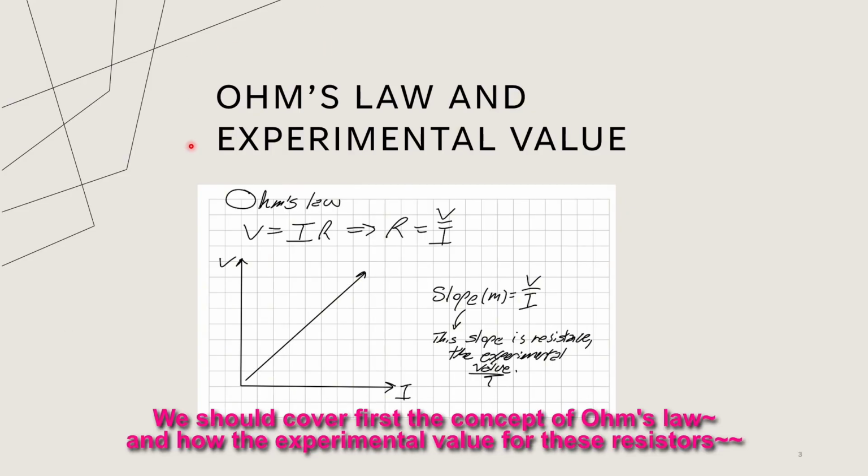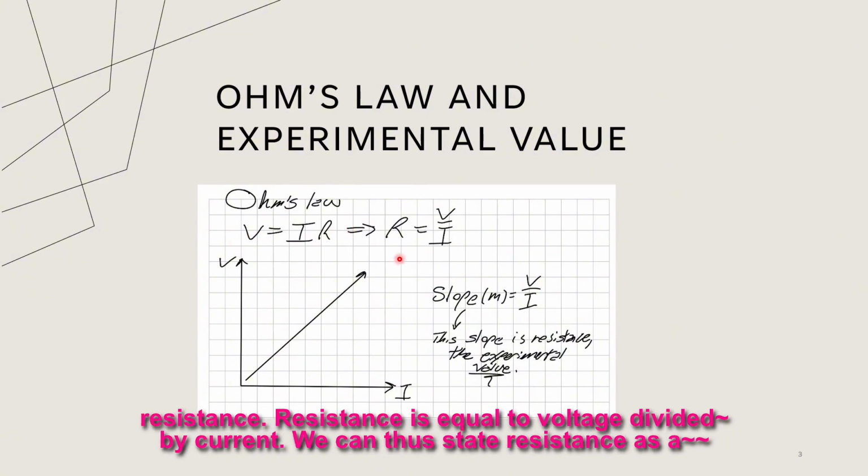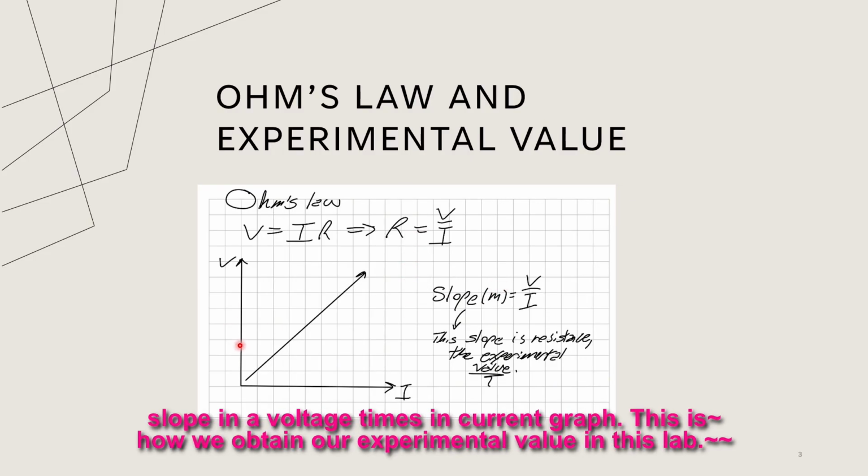We should cover first the concept of Ohm's law and how the experimental value for these resistors will be obtained. As you can see, Ohm's law is stated over here as voltage equals current times resistance. Resistance is equal to voltage divided by current. We can thus state resistance as the slope in a voltage versus current graph. This is how we obtain our experimental value in this lab.